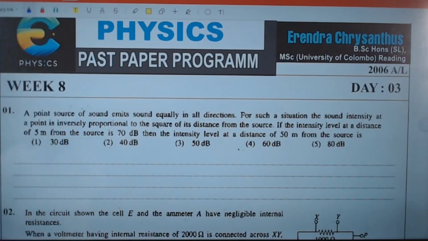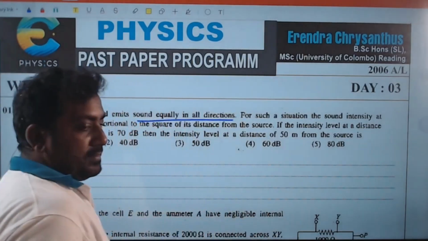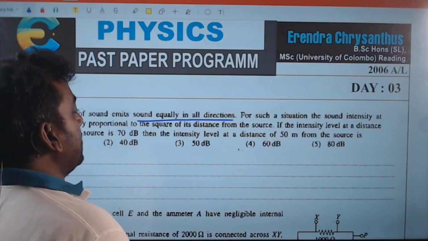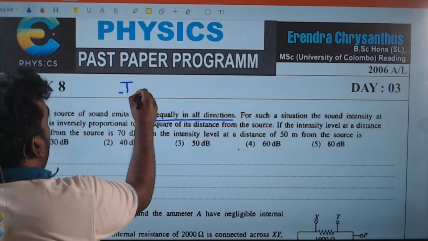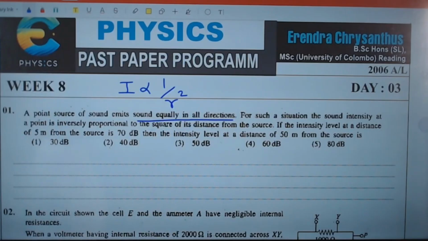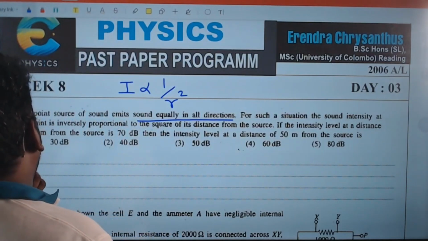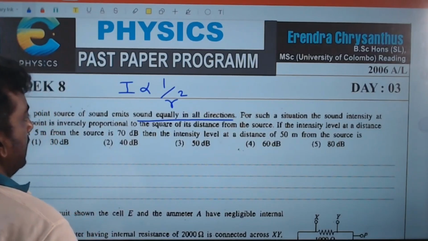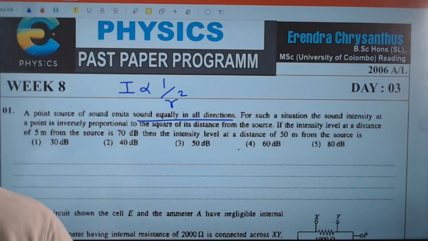First one. A point source of sound emits sound equally in all directions. Sound is traveling in all directions equally. For such situations, the sound intensity at a point is inversely proportional to the square of the distance. If the intensity level at a distance of 5 meters is 70 decibel, the intensity level at 50 meters will be, be a bit careful now.